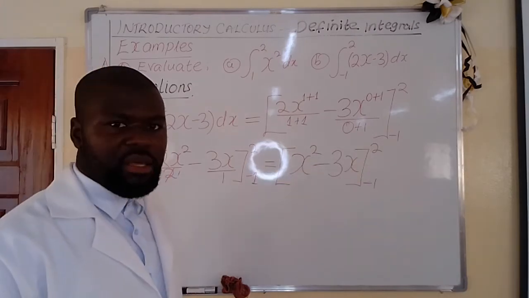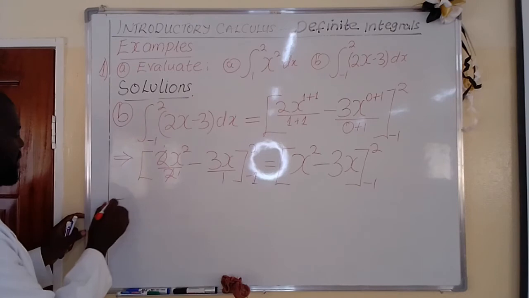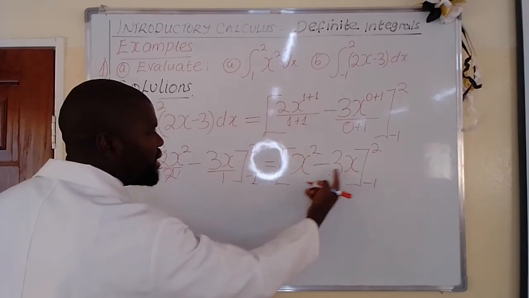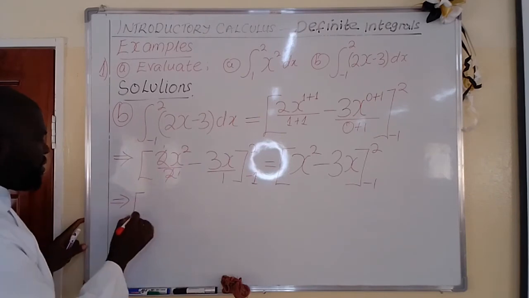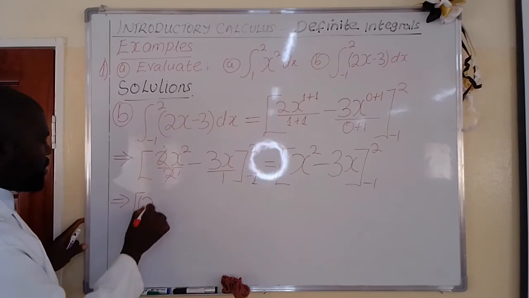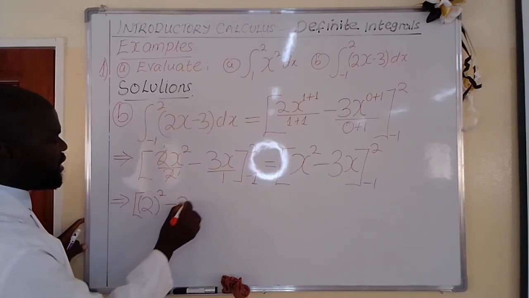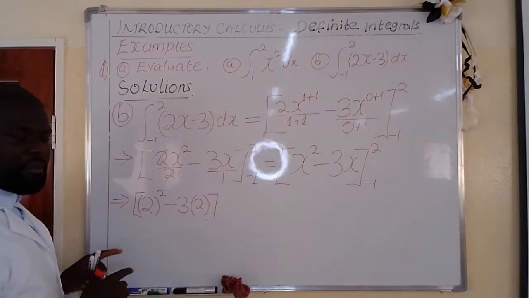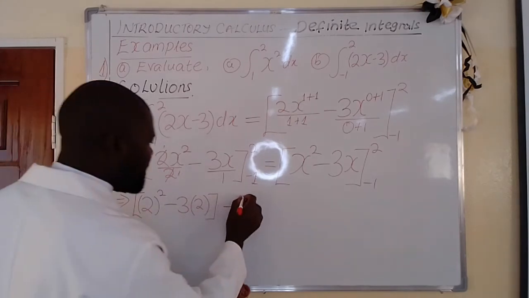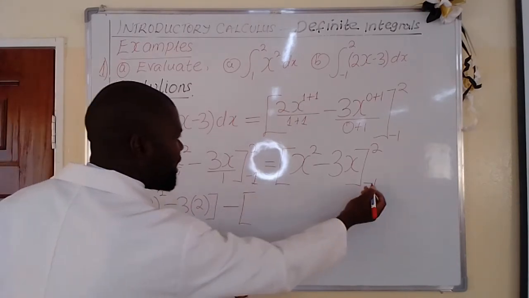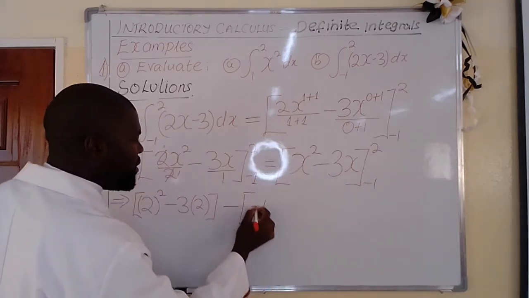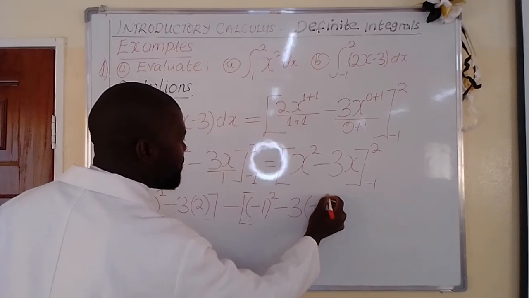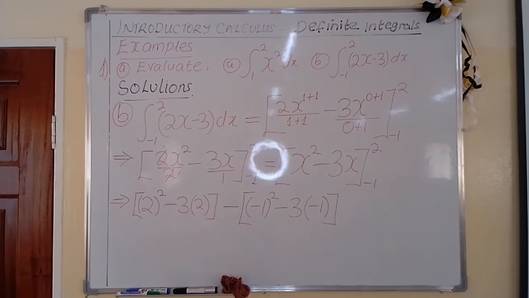Now, let us use the limits of integration. So we shall proceed. We substitute the upper limit wherever we have x in our integral. So we shall have 2 power 2 minus 3 times 2. Okay, so we have substituted in the upper limit, and we subtract, now we substitute the lower limit here, so that we have minus 1 power 2 minus 3 times minus 1. Okay, so that is basically what we have.